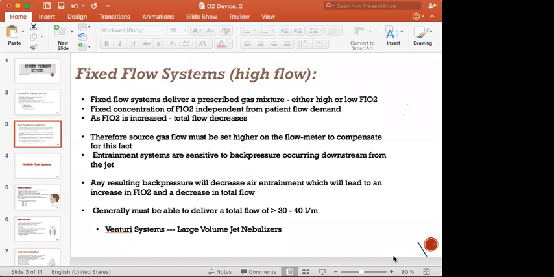So whatever we put on the oxygen device will deliver the high flow, so the patient is getting higher flow than what the patient needs. We have examples of the high flow or fixed flow system, which are the venturi mask and the large volume nebulizer. Does anybody have any question at this moment before I jump to the clinical applications?